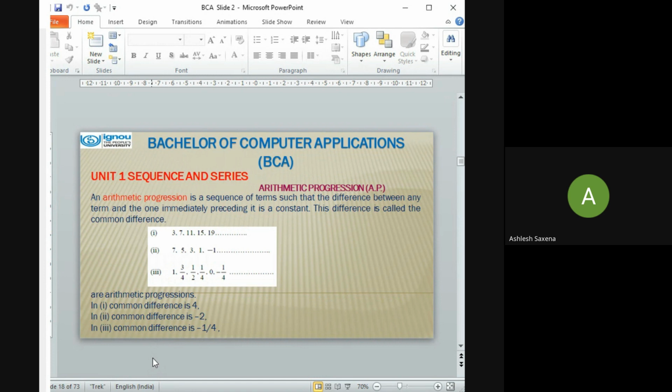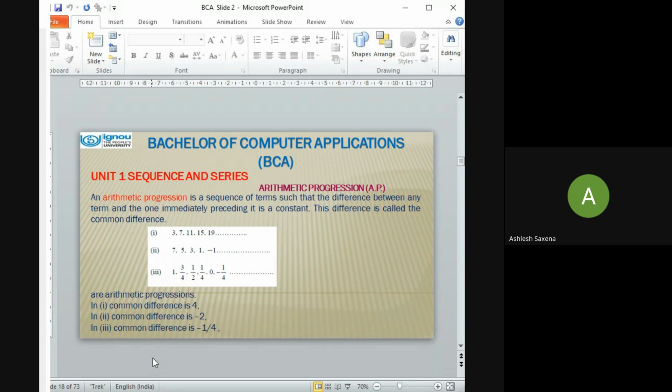An arithmetic progression is a sequence of terms such that the difference between any term and the one immediately preceding it is a constant. The difference between these two is called the common difference. Now you can see a series that is given to you as 3, 7, 11, 15, 19. These are the numbers written over here.